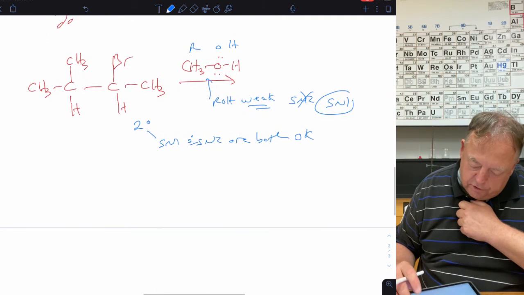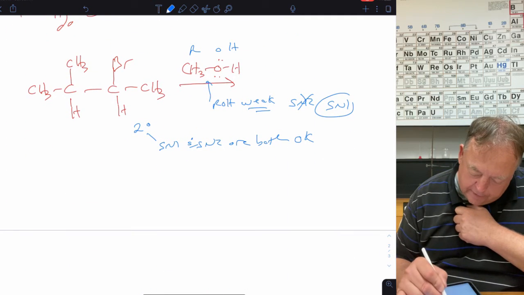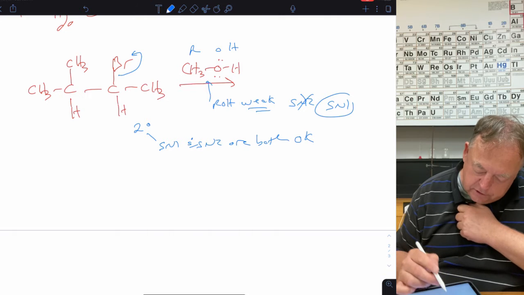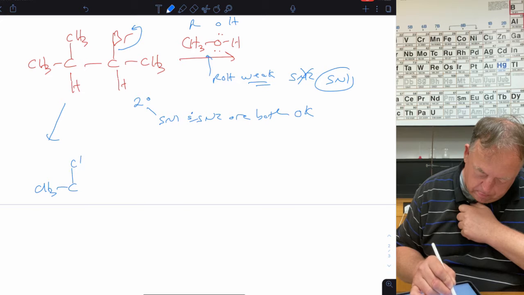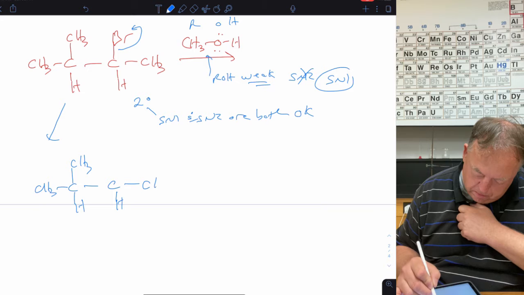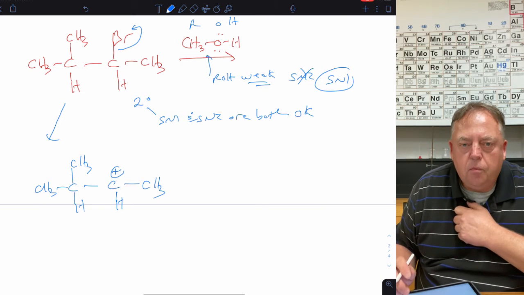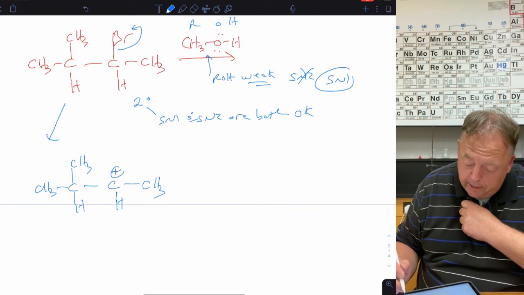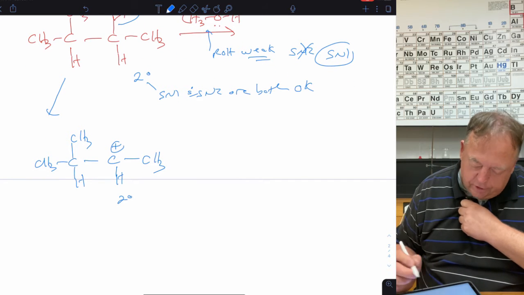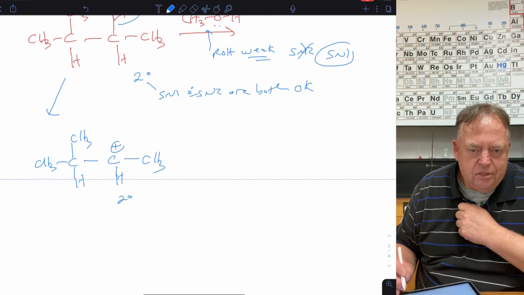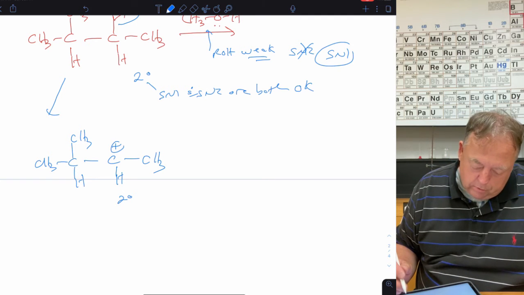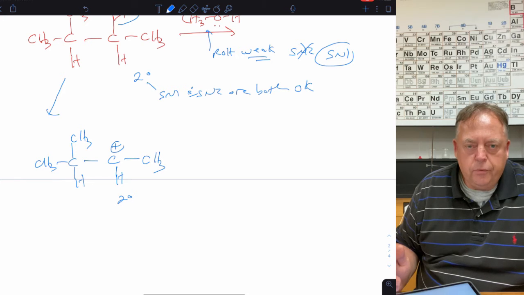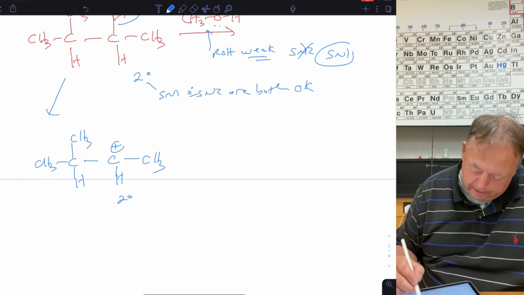Okay, so if this is going to do an SN1 reaction, then what happens is the bromine leaves in the first step. You would make that carbocation, and then how do you characterize that carbocation? So that would be a secondary carbocation, right? Is that the most stable? No, tertiary is more stable. So carbocations can undergo what's called rearrangement in order to get to a more stable carbocation.